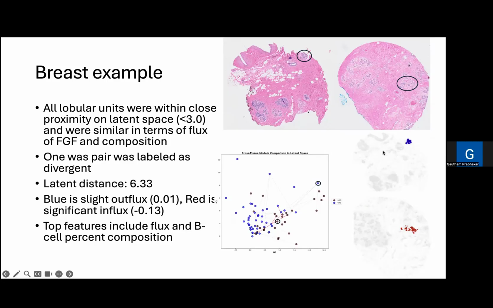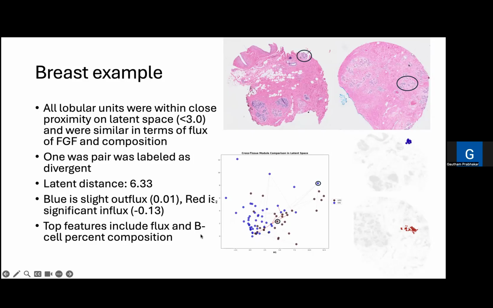And the blue module over here, which is indicated by this, has a slight outflux, actually closer to no flux, where the net communication is very balanced, versus in this tissue, there's significant influx, which would indicate that this region may be in the process of growing a little more compared to this region, which would be more mature.